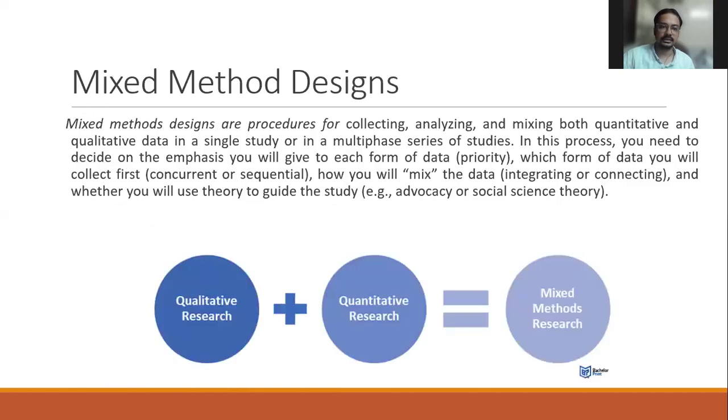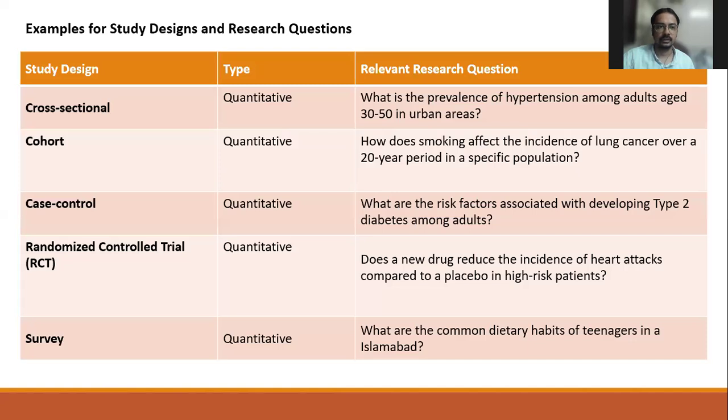Mixed method study design. It is the combination of qualitative study design and quantitative study design. Mixed method designs are procedures for collecting, analyzing, and mixing both quantitative and qualitative data. In this process, you need to decide whether you will give priority to each form of data, and which form of data you will collect first, either quantitative or qualitative. These are the examples of the study designs, their types, and relevant research questions.